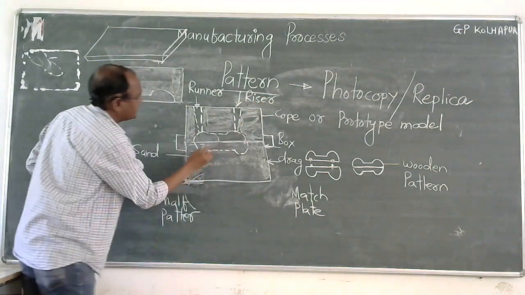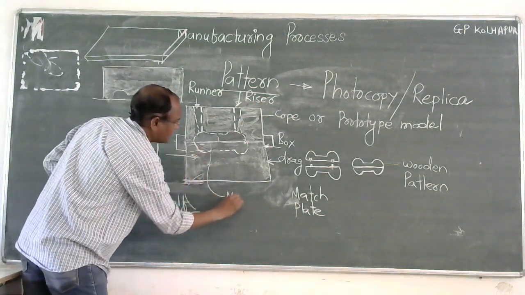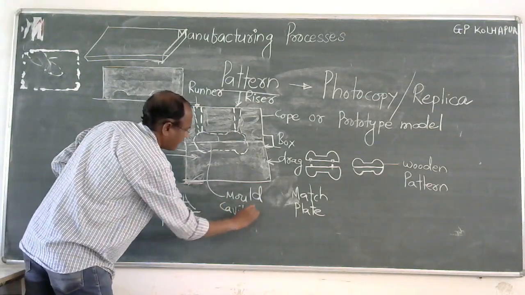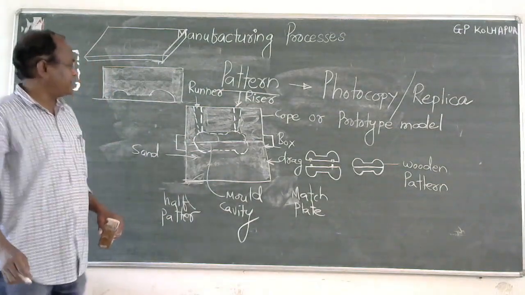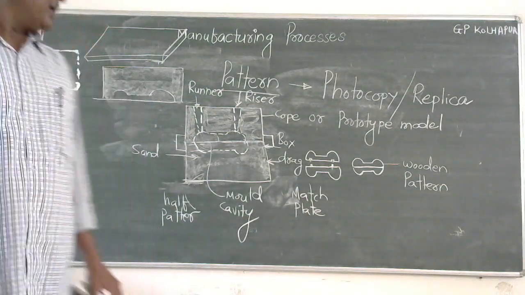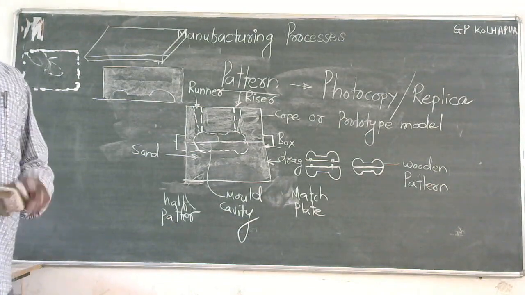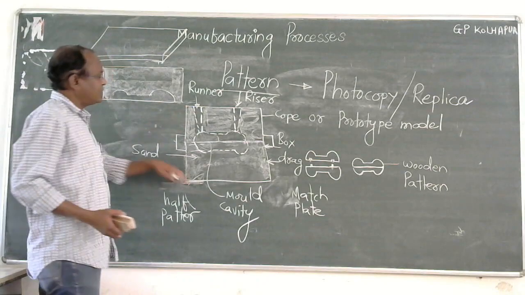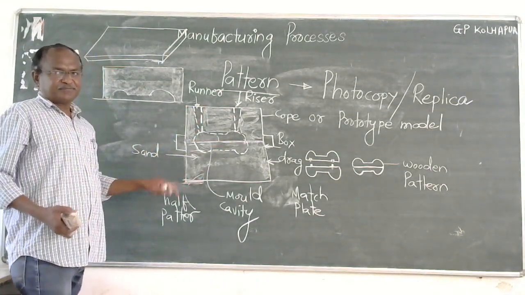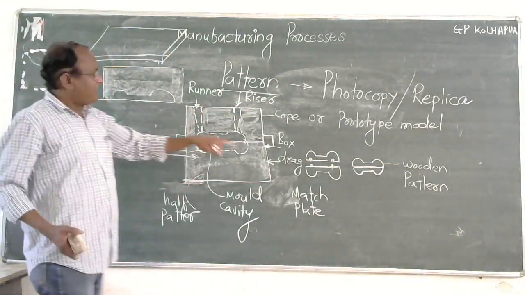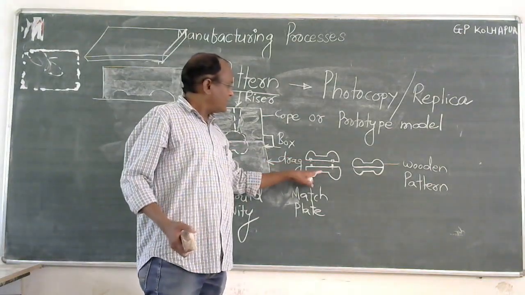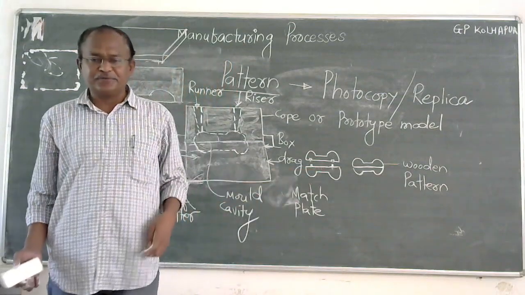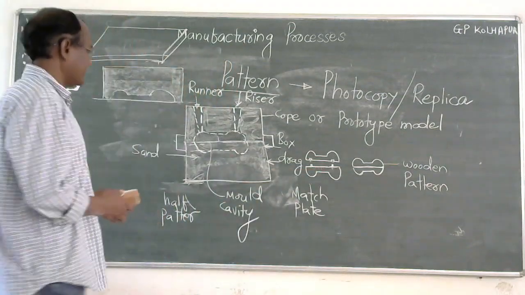And now this is the mold cavity, the cavity which is created. In Marathi, you call it a sacha. Sacha is prepared by this process. This is called the molding process. This is all about the molding process. Pattern making means two pieces are manufactured using wood. So that is called pattern making.